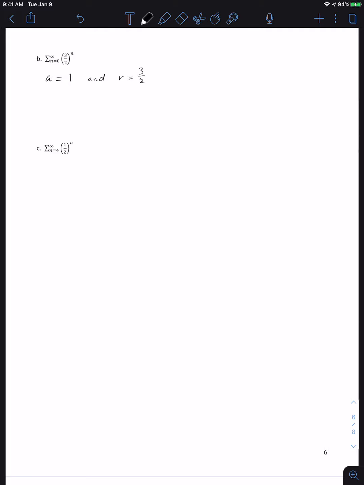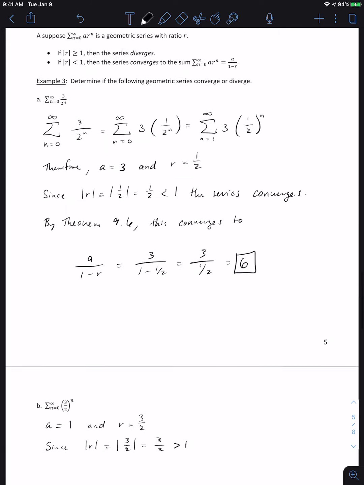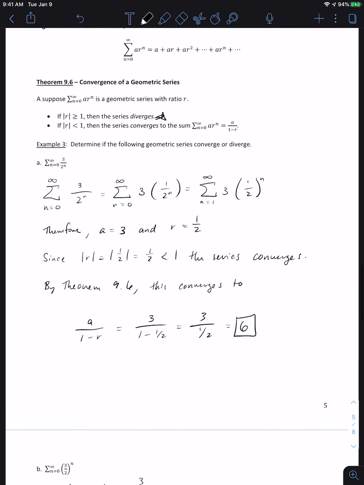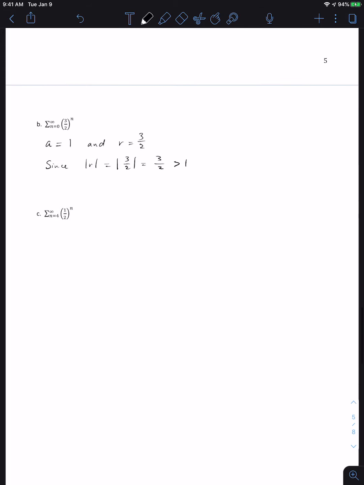Right? So again, to determine if this converges or diverges, we have to look at that r. Since the absolute value of r, which is the absolute value of 3/2 in this case, is 3/2, it is bigger than 1. Remember, what happens if it's bigger than 1? It diverges, right? So that's really not too fun of an example.